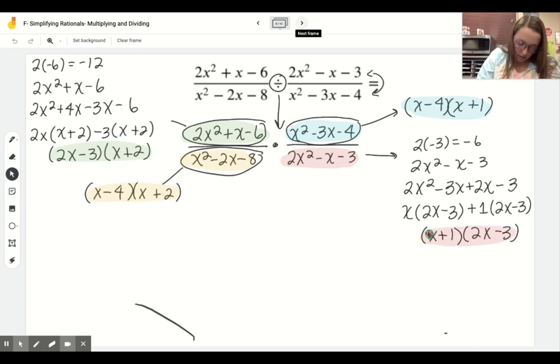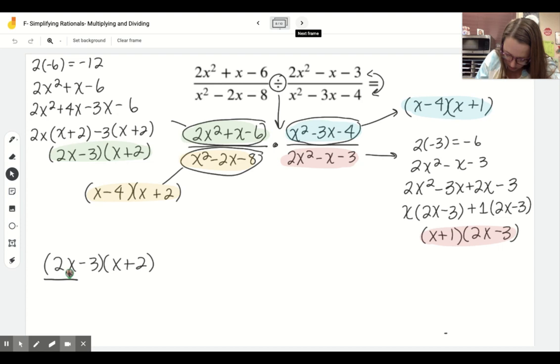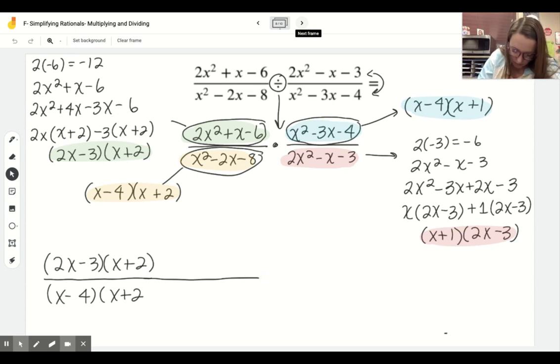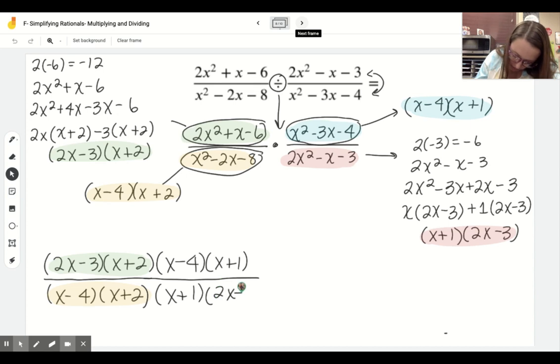All right, let's put everything together. So on the top, I'll have now factored 2x minus 3 times x plus 2 over x minus 4 times x plus 2. And then from the second fraction on the top, x minus 4 times x plus 1. And on the bottom, x plus 1 times 2x minus 3.